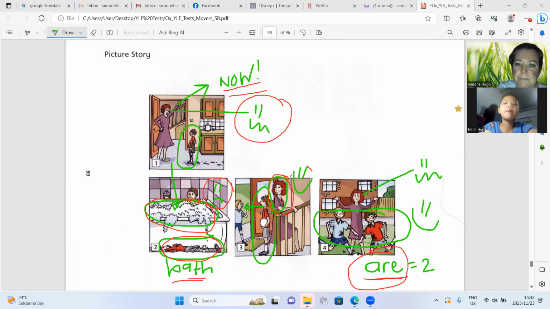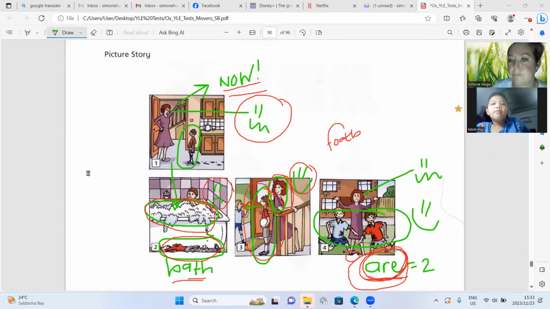Then Tom's mom is happy because he is very clean. His friend is saying, come out and play with me. Finally, the children are playing football. They are very happy. They are very dirty, but they are happy.